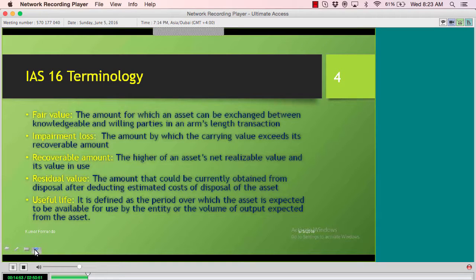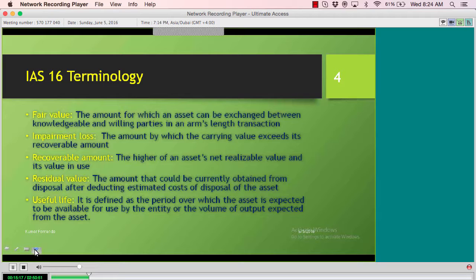So there are a few more terminologies. The fair value is, after a couple of years, if you want to exchange the asset, if you want to sell the asset to an unrelated party on commercial terms, that's what we call an arm's length transaction. That is what we call the fair value.